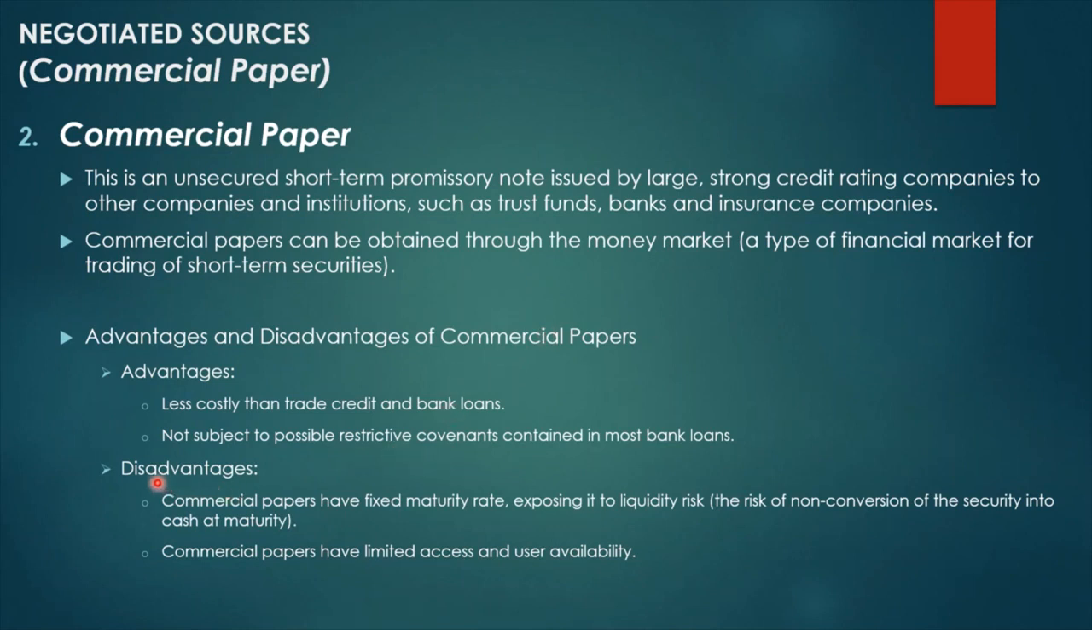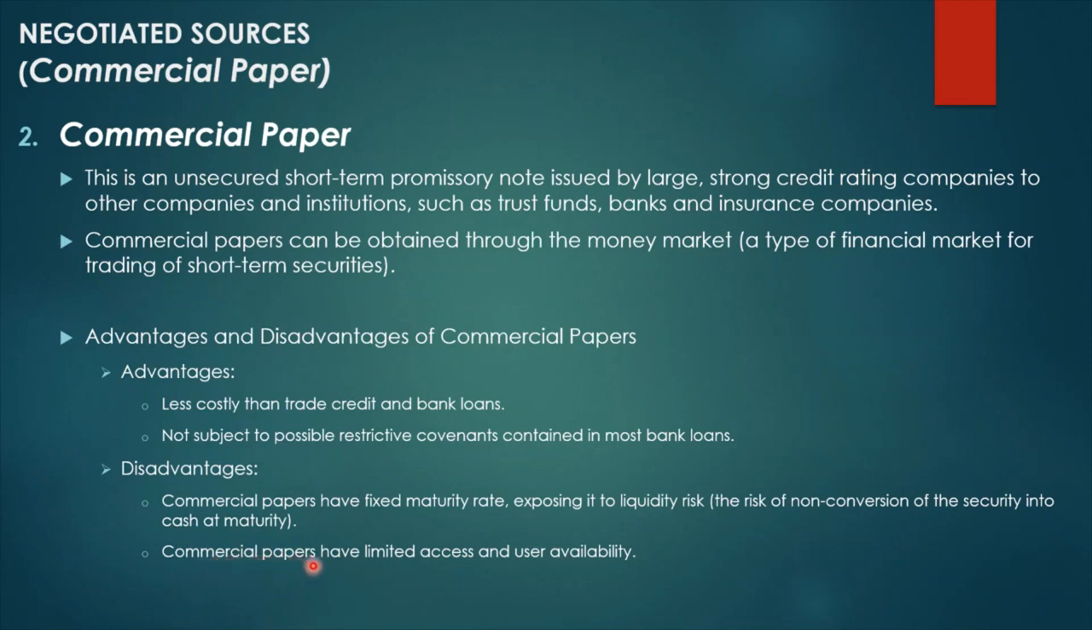Now, pero itong commercial papers may disadvantages din. Ano yun? Well, commercial papers have fixed maturity, exposing it to liquidity risk, the risk of non-conversion of the security into cash at maturity. As we can see, short-term to sila. So, ibig sabihin, within the operating period or within 1 year, dapat itong mga commercial papers na to, dapat mabayaran na. Kasi nga, short-term siya. Kaya, yung liquidity risk niya, tumataas kasi malapit na yung time na kailangan bayaran or isettle tong obligation na to.